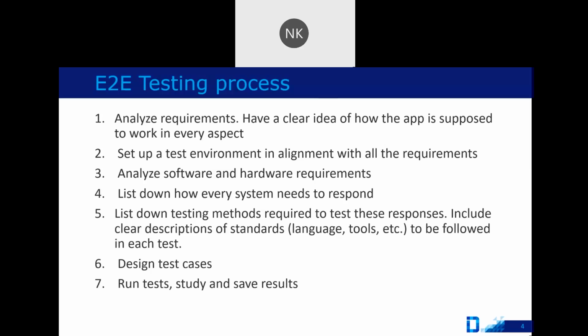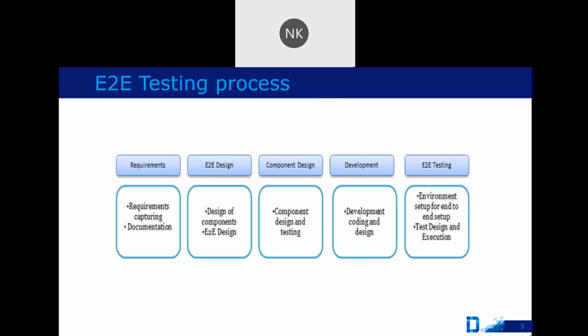And then we can create the test cases, run them, and see and test the output. That is the main process that we are doing in E2E testing. So this is a simple overview of the process. As I said, in the first place, we gather the requirements, and then we do the designing. And after component testing, designing and development, we have to do the E2E testing.